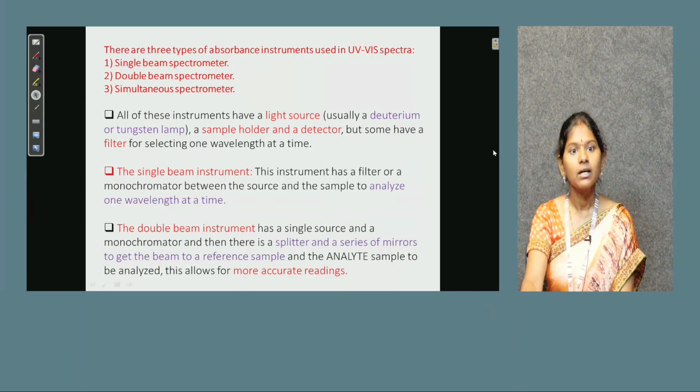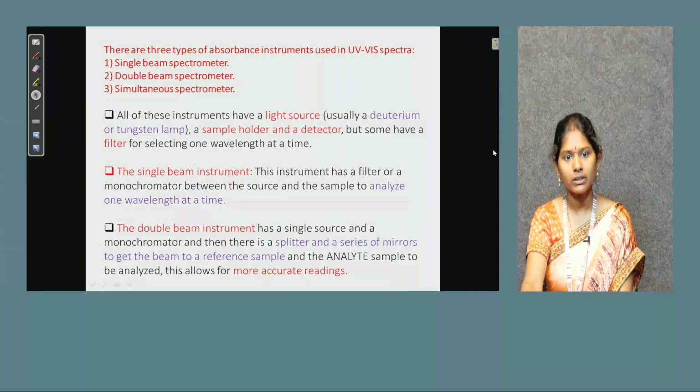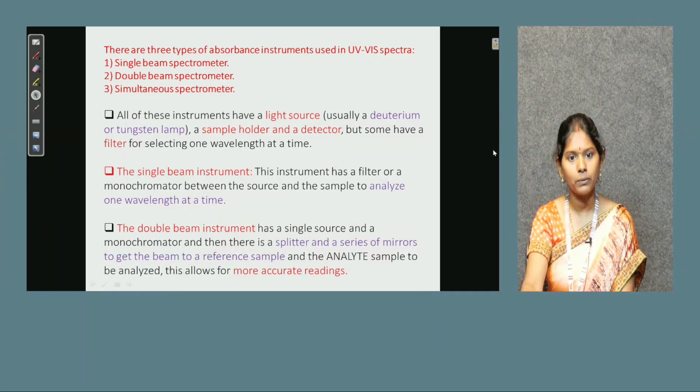It means this single beam instrument uses a monochromator between the light source and the sample, such that only a single wavelength of light passes through. The double beam instrument has a single source and a monochromator, and then there is a splitter and a series of mirrors to get the beam to a reference sample and the analyte sample to be analyzed.